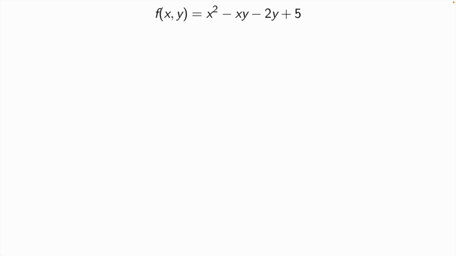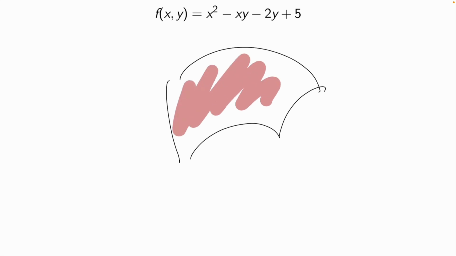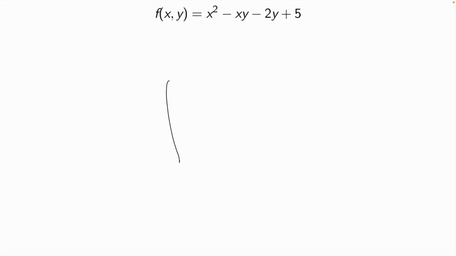So, for instance, let's consider this surface. This will be a surface like this. Let's calculate in general what could be the directional derivative of the function at a generic point (x, y). In order to do that, we know that we are going to need the partial derivatives.